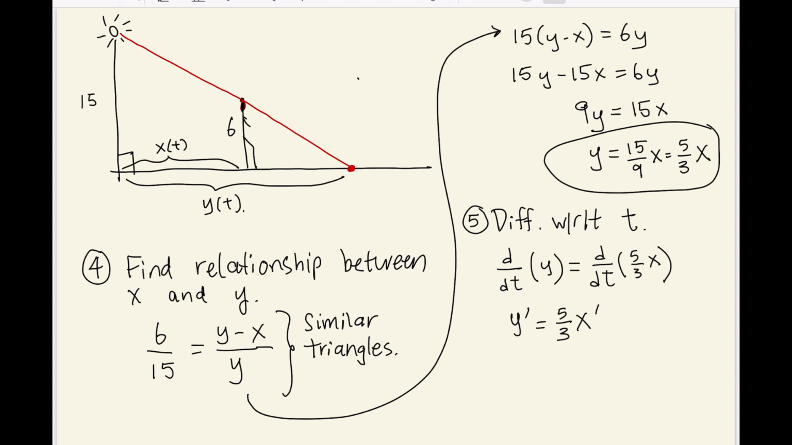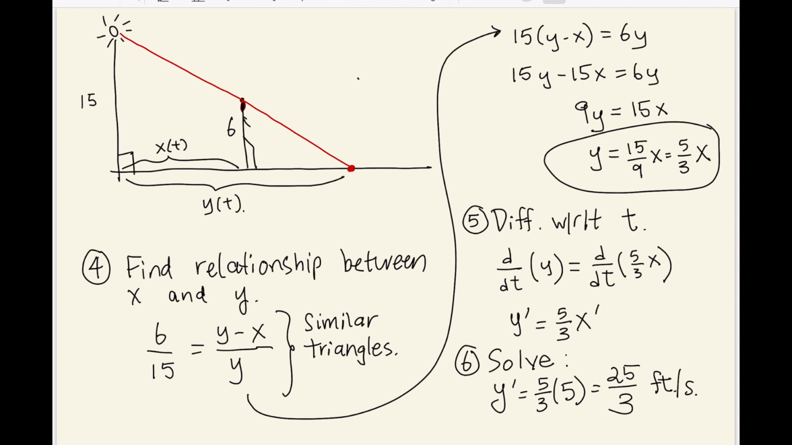Okay, so now the final step is we just want to solve. We have that y prime is equal to 5/3 times x prime, which was given as 5 feet per second. So 25/3 feet per second is our final answer. When the man is 40 feet from the pole, the tip of the shadow is moving at 25/3 feet per second.